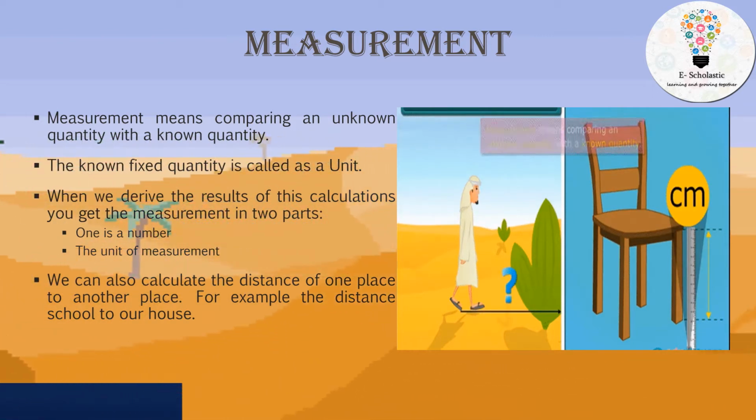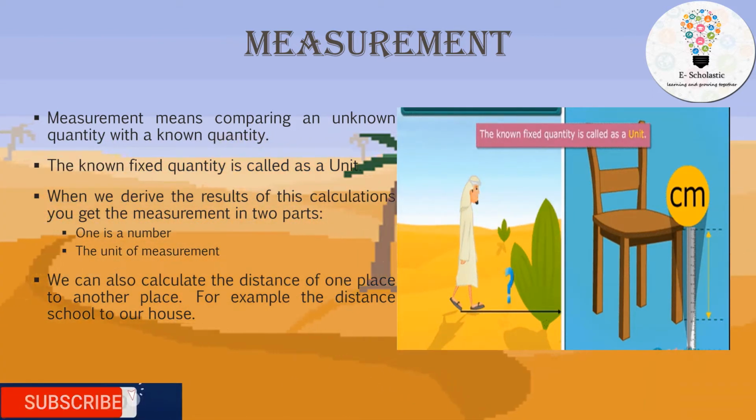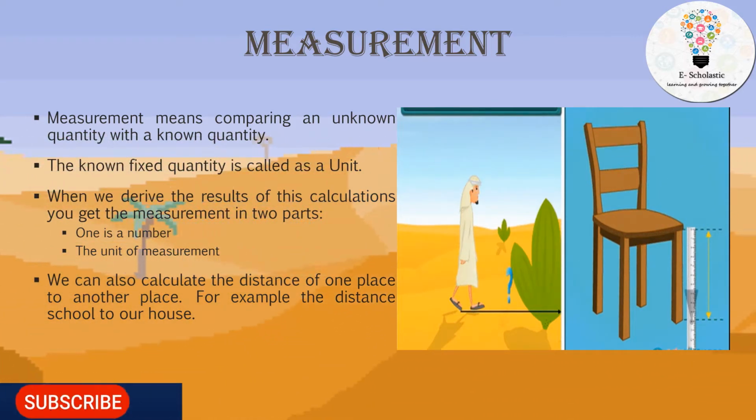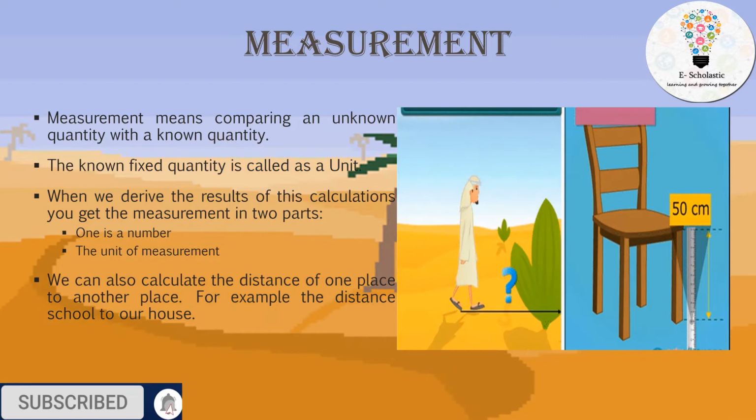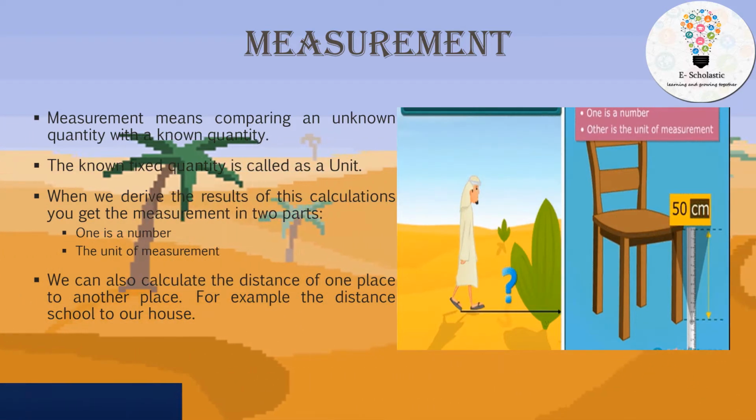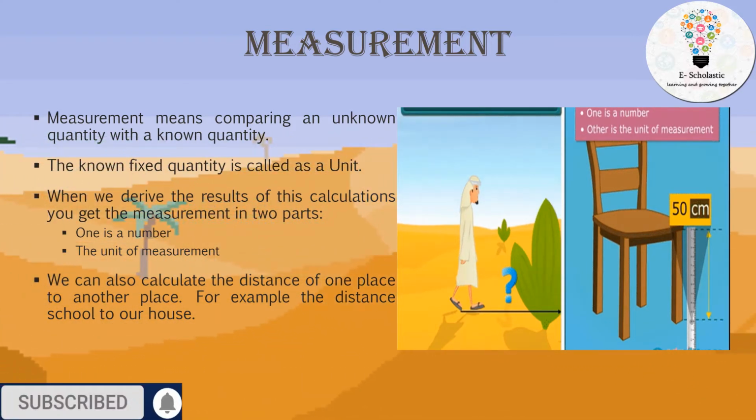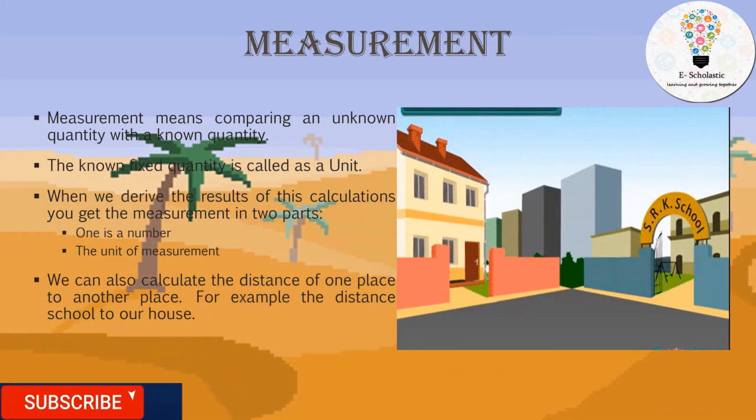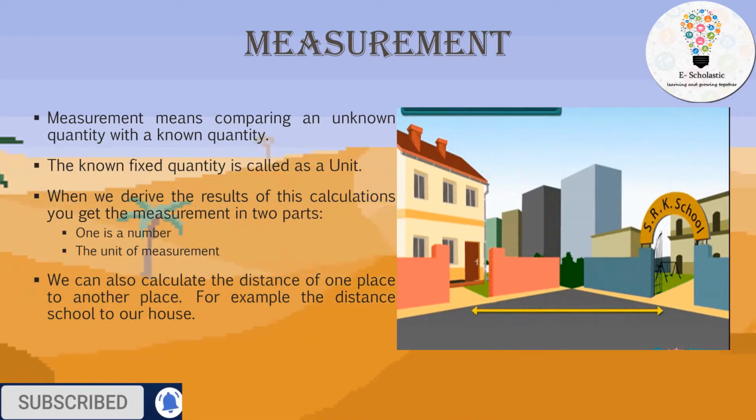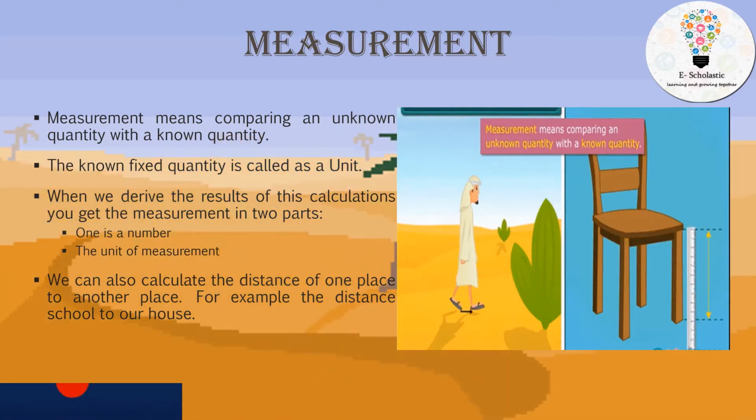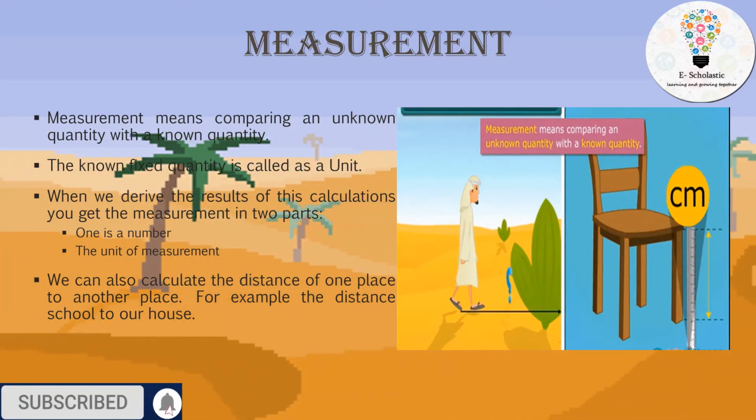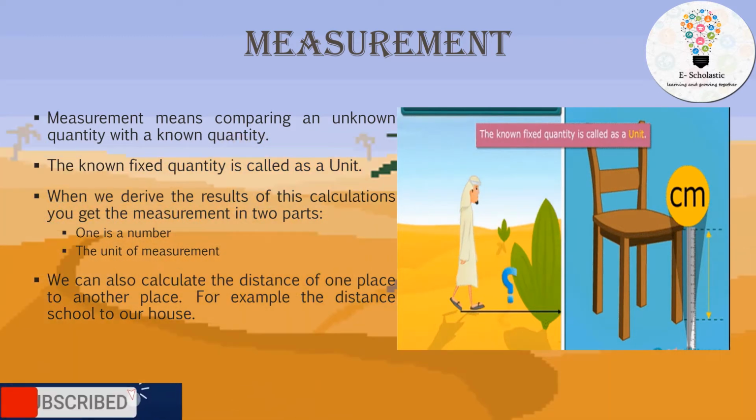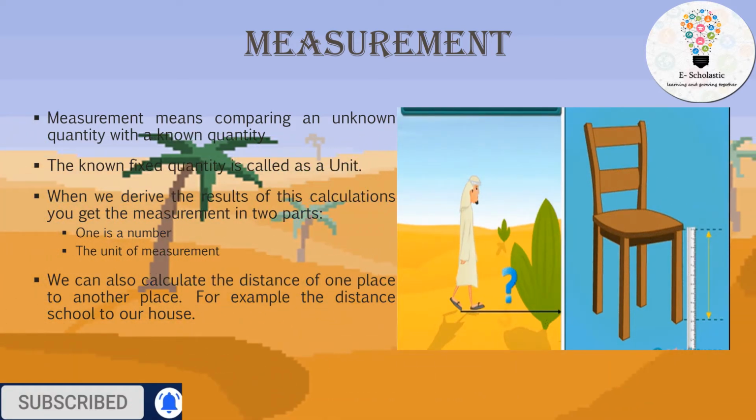If we have to define the term measurement, then we can say that measurement means comparing an unknown quantity with a known quantity. What is this known quantity? This known fixed quantity is called a unit. So whenever we derive the result of this calculation, that is, on calculating the distance, we get the result in two parts. One part is called the number and the other part is the unit of measurement.